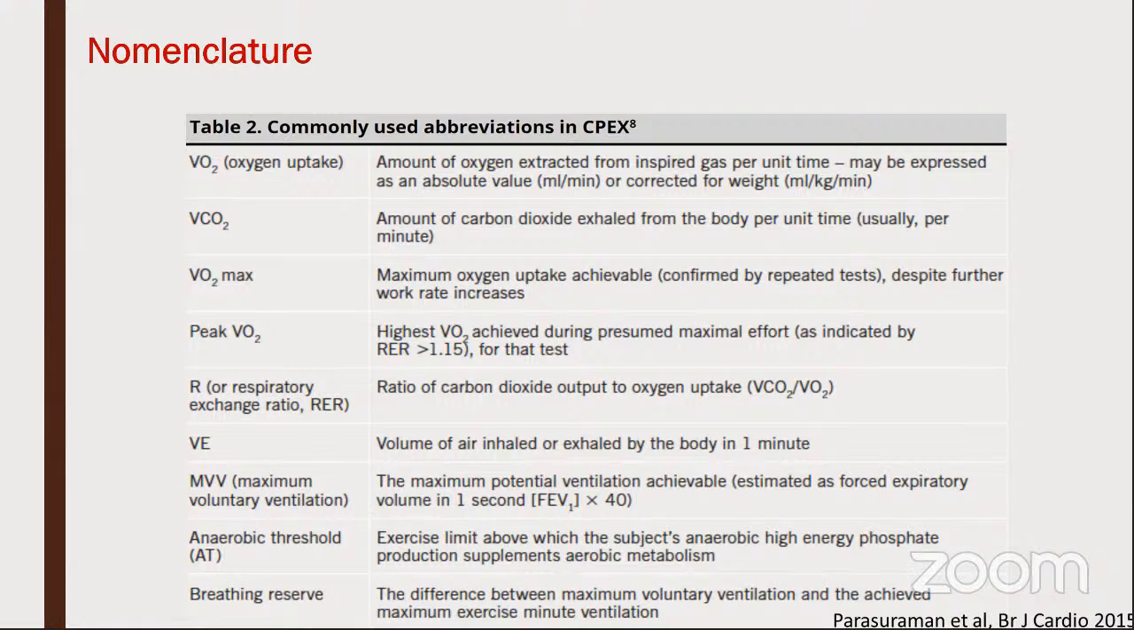The peak VO2 is reliable only if the patient exercises to a good level, so they do not perform a suboptimal test. To be sure that somebody has exercised to a good level, you need to look at the next parameter, the so-called RER, the ratio of carbon dioxide output to oxygen uptake, which should be more than 1.15. So this is a peak ratio between VCO2 and VO2.